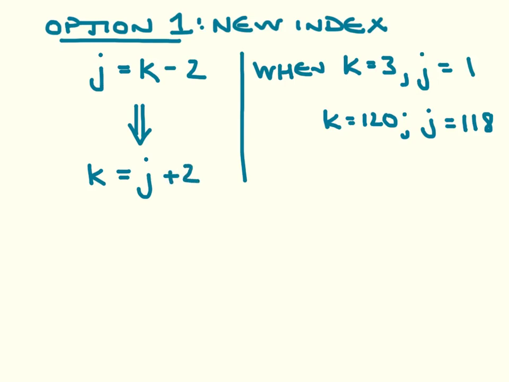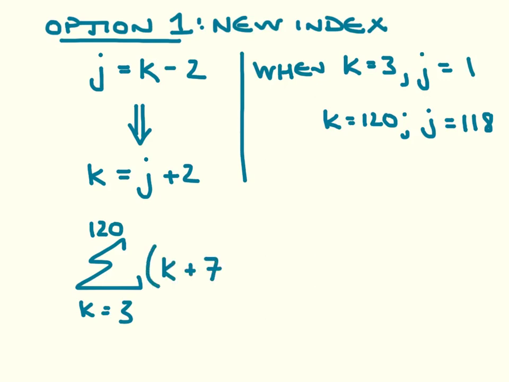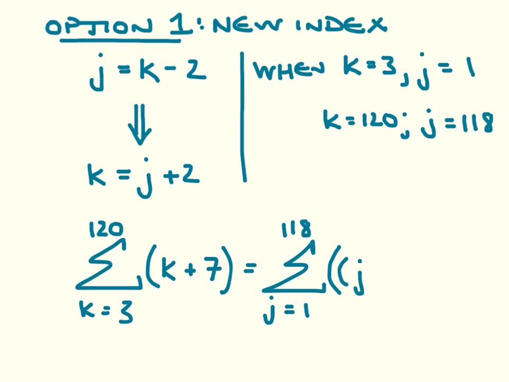So now we get a nice way of rewriting our sum. Our sum, which was originally from k equals 3 to 120 of k plus 7, is now going to become the sum as j goes from 1 to 118 of our k gets replaced by j plus 2, all plus 7. Okay, so if we do a little bit of simplifying there, we have the sum rewritten with a new index which does begin at 1, which will allow us to use the formulas that we worked out in class.